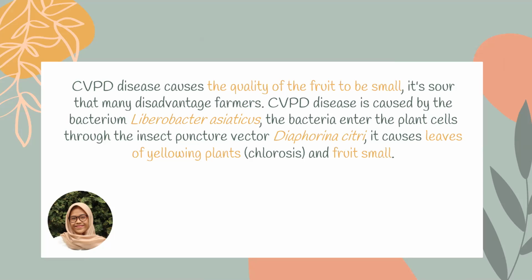CVPD disease causes the quality of the fruit to be poor and small. It shows that many farmers are disadvantaged. CVPD disease is caused by the bacterium Liberobacter asiaticus. The bacteria enter the plant cells through the puncture of the insect vector Diaphorina citri. It causes yellowing of the leaves, or chlorosis, and small fruit.